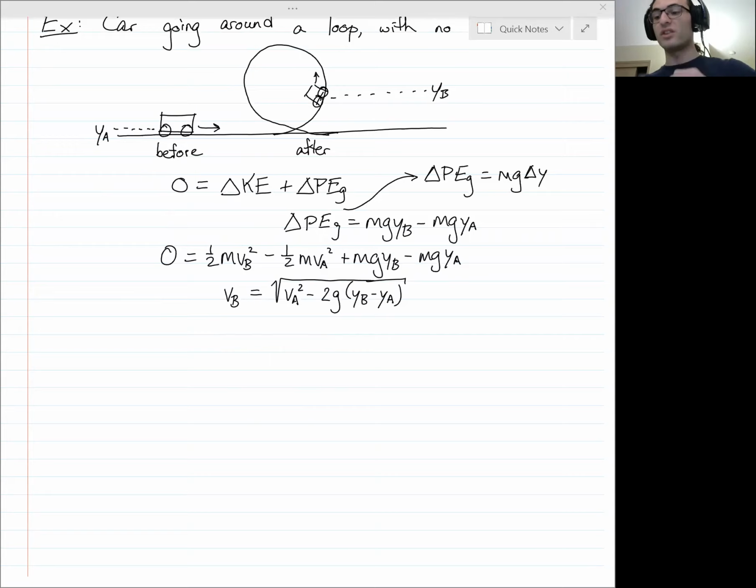The point is that there isn't normal force because it's just barely making it over the top.